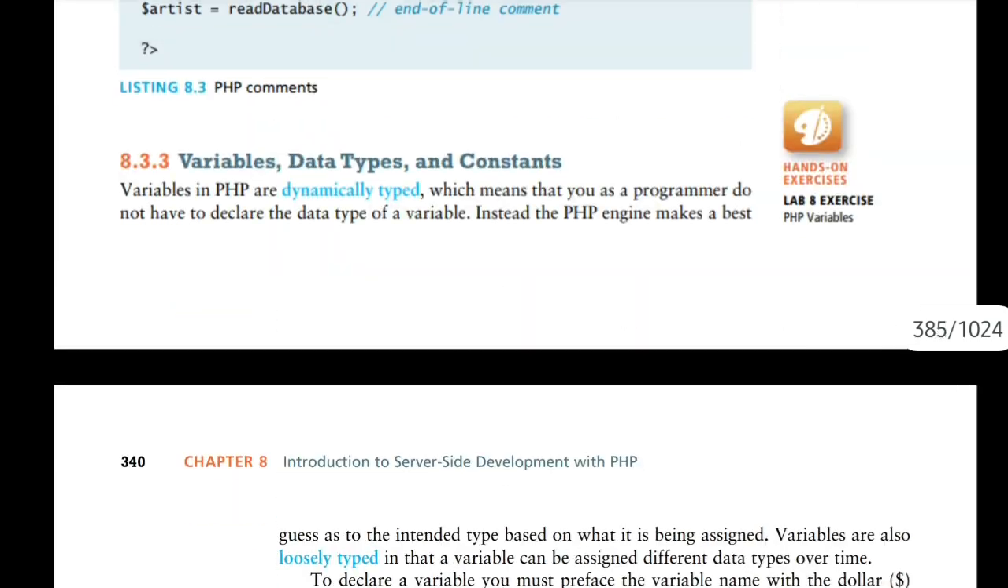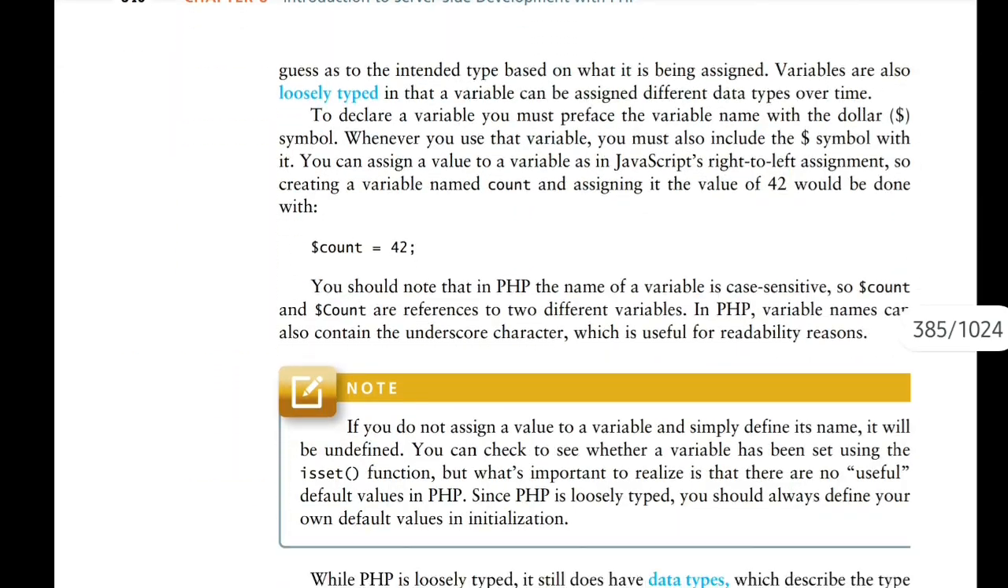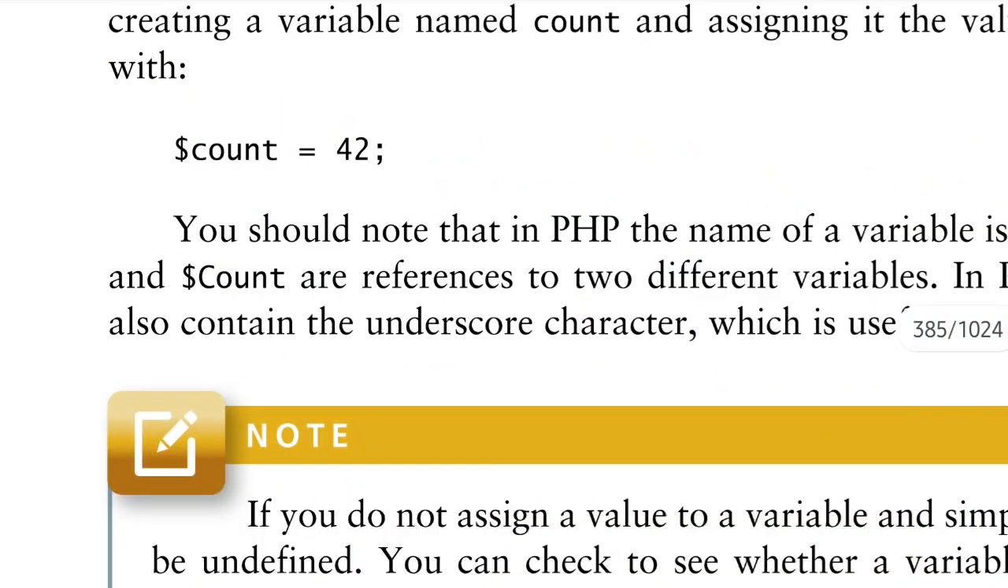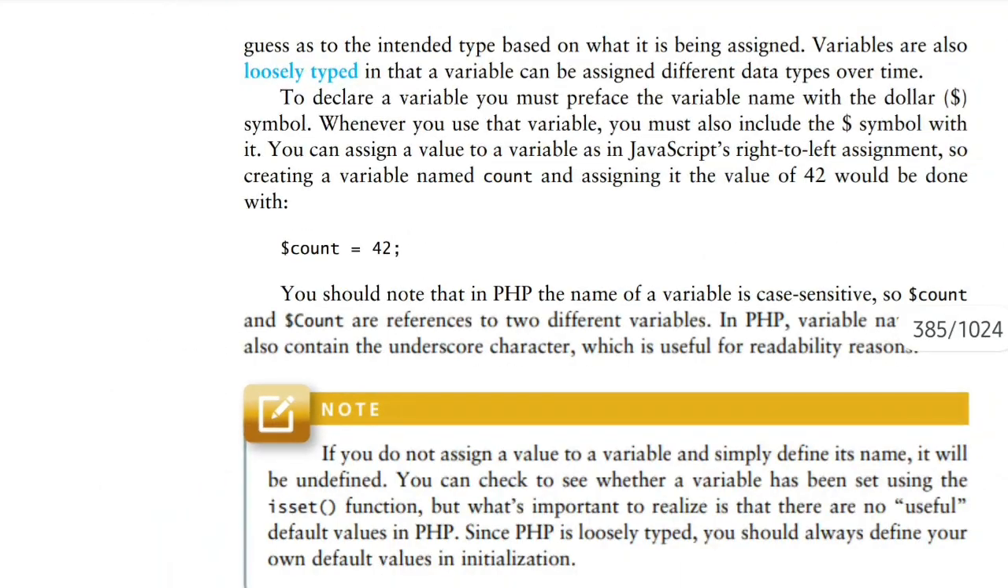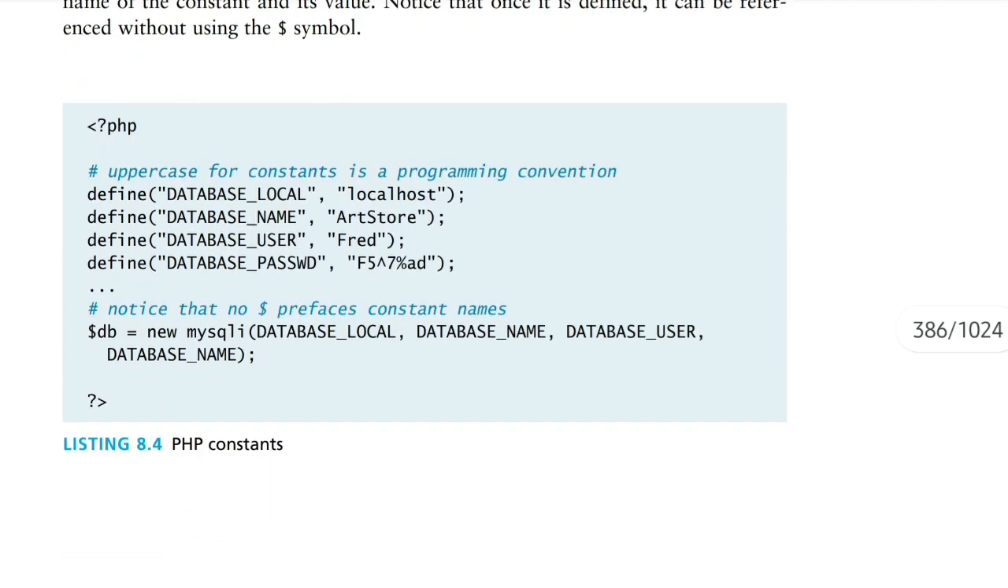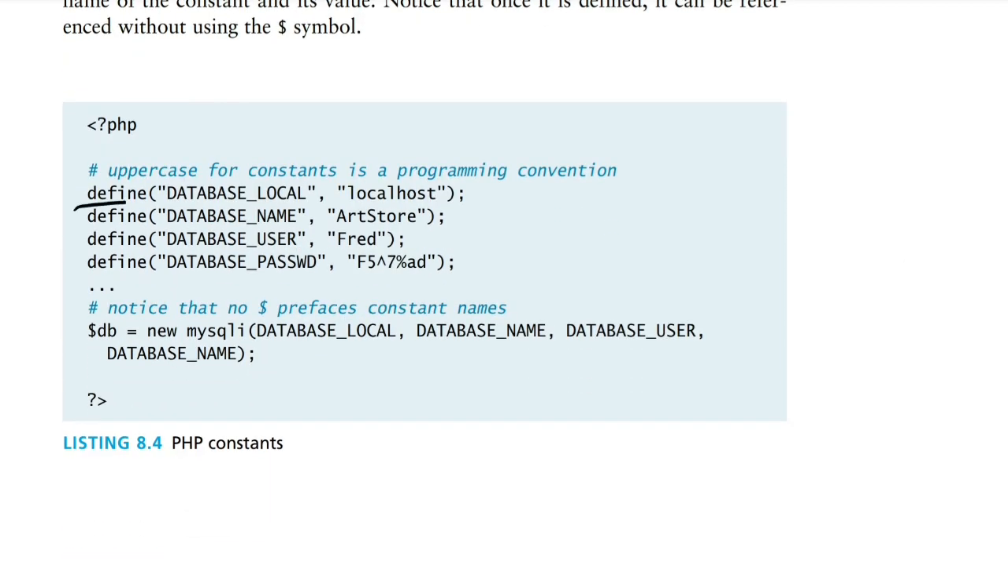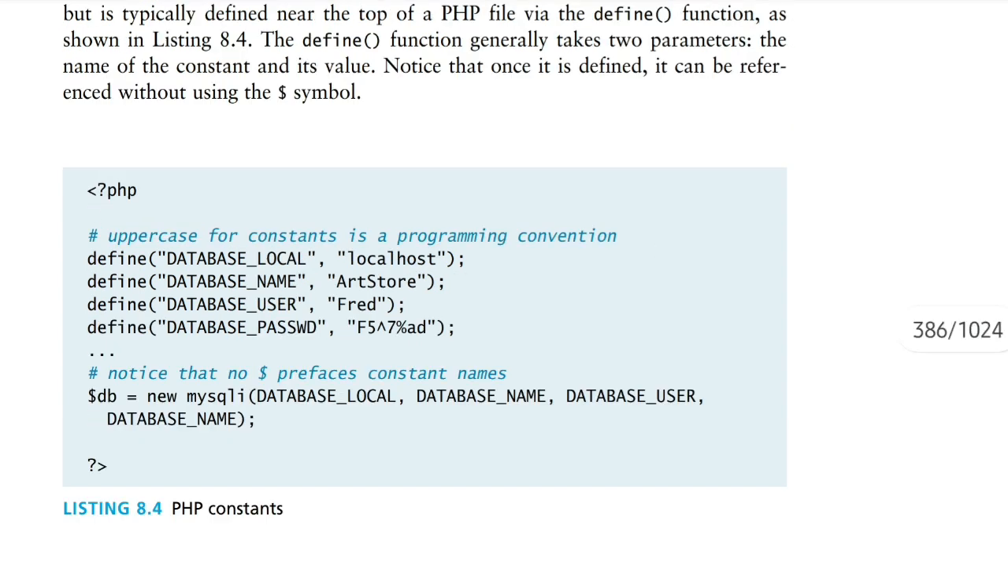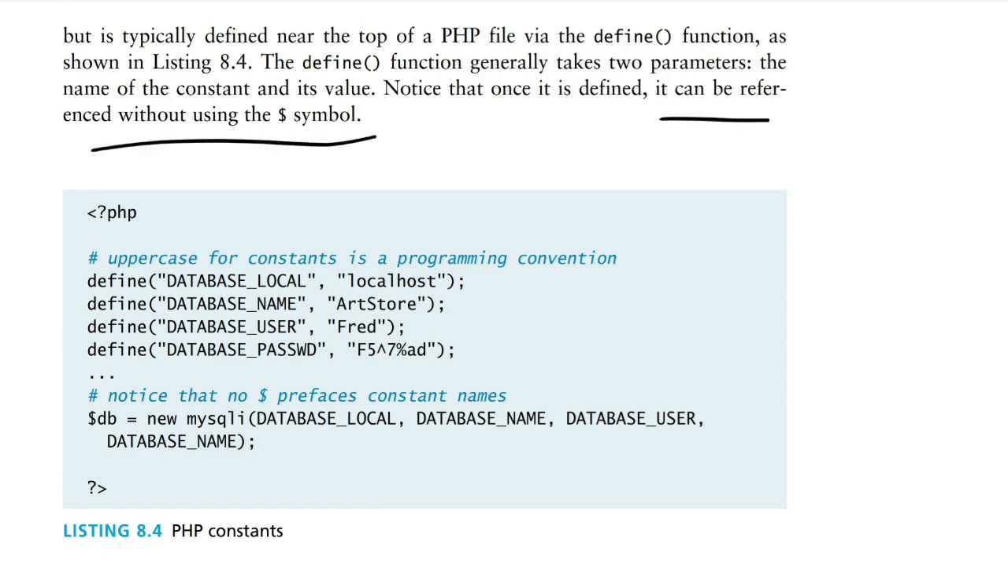Okay, and variables, data types, and constants. Here, as in JavaScript, unlike Java and C, we need not specify whether it is int or char. We just write the variable name by including the $ sign and the variable name, and the value is assigned to it. That is how you write values in variables. And to define constants, you write like this: define database local as localhost. After you have defined that, you need not include the $ sign. It can be referred to without using the dollar symbol.